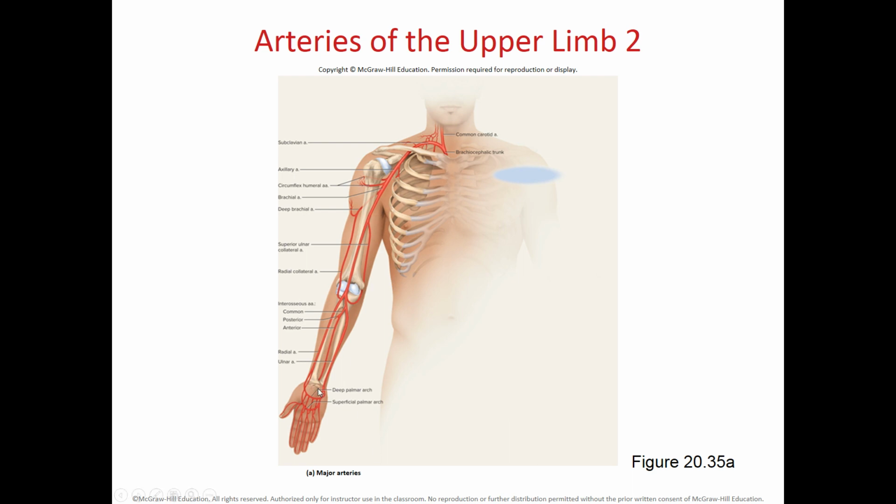Now, at the area below the wrist, in the palm, we will have the deep palmar and the superficial palmar arches that are going to anastomose the radial and the ulnar arteries. And then as these arteries split into smaller arteries, they're going to go on the sides of the fingers, making the digital arteries.